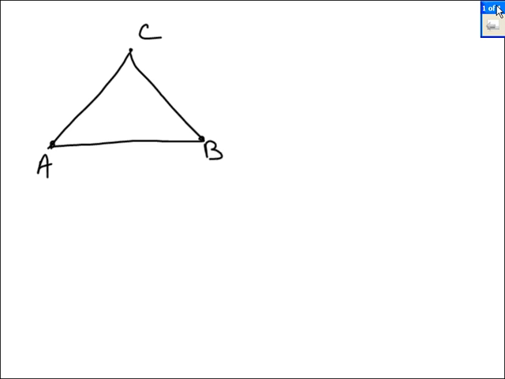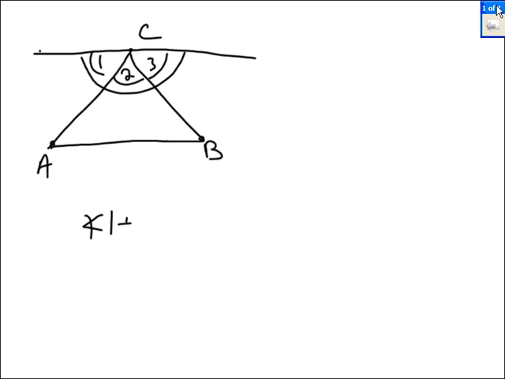And through point C, I draw a line parallel to AB. Okay. And I call this angle 1, and I call that angle 2, and I call that angle 3. And since this is a straight angle, I know the sum of those angles, angle 1 plus angle 2 plus angle 3, is 180 degrees. But angle 2 is angle C.